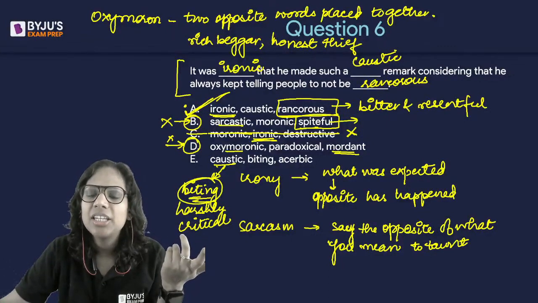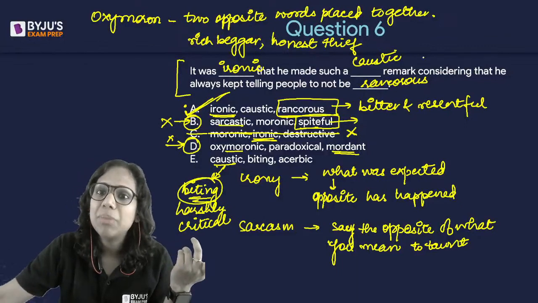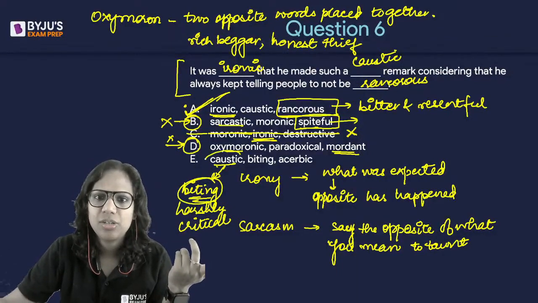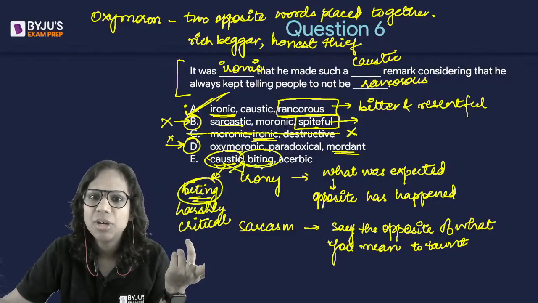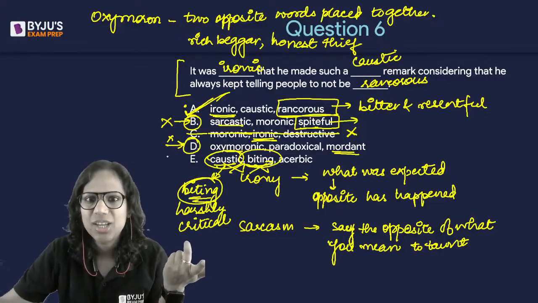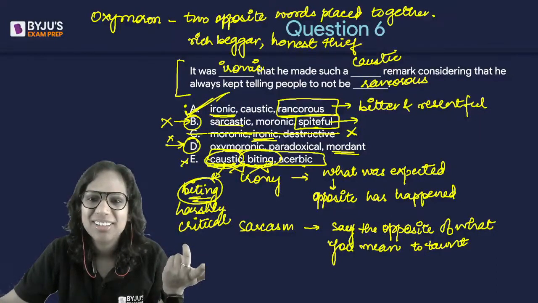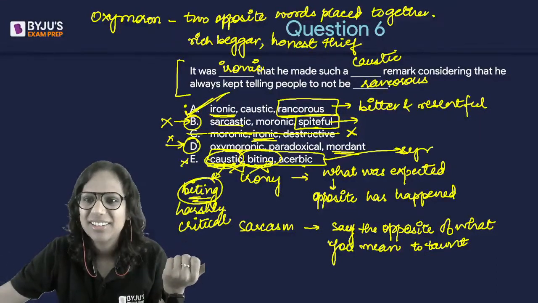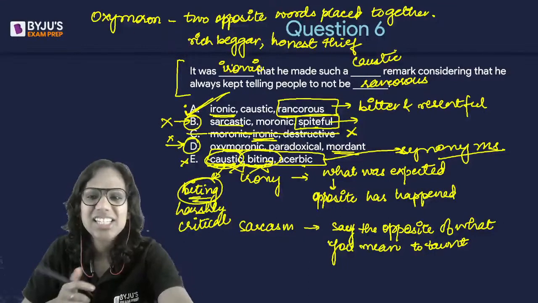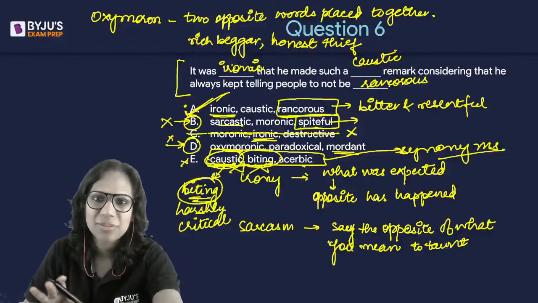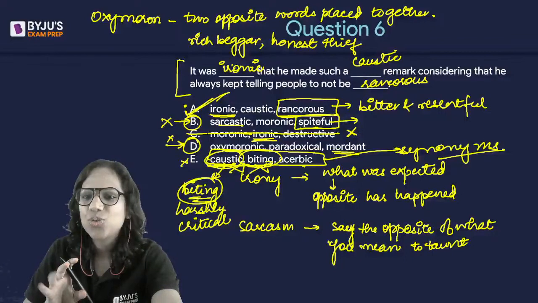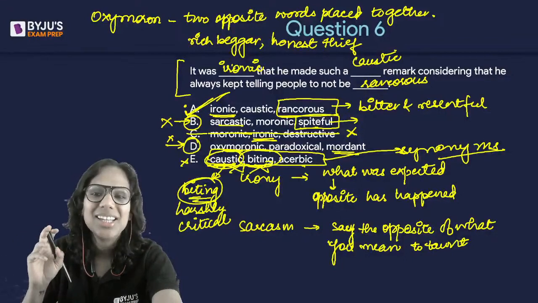Okay, then the fact that he made a caustic remark was ironic. It was caustic that he made a biting remark. This does not make sense. And in fact caustic, biting, acerbic, these are all synonyms. They are all synonyms. So the same synonyms in all the blanks do not fit here. Hope this makes sense to everyone. I hope I'm not talking to myself.